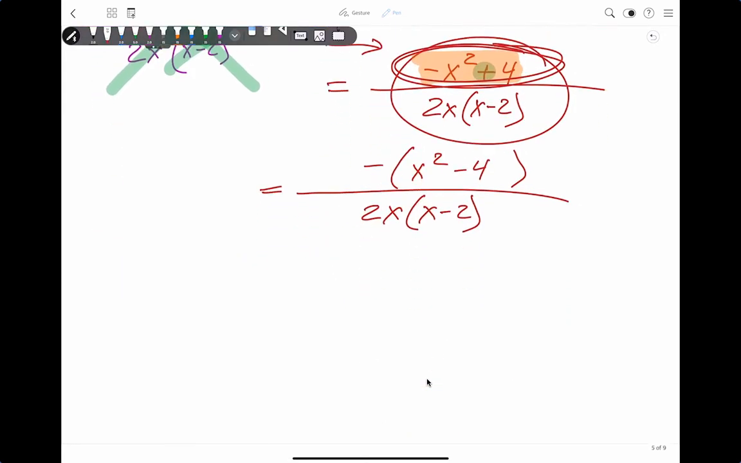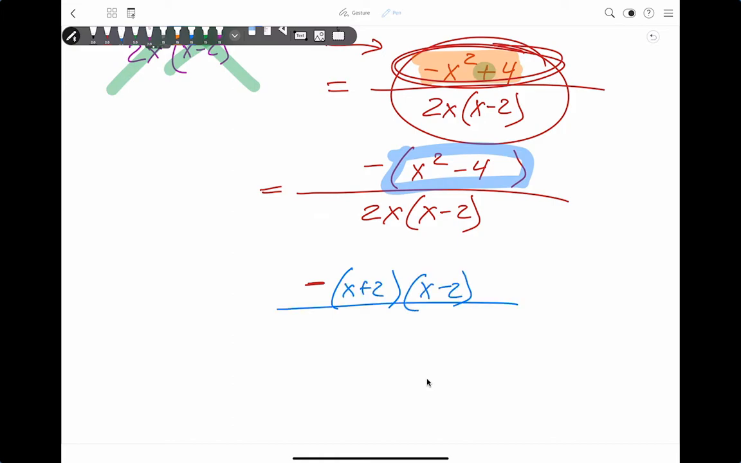And now you can see, oh, there's my difference of squares. The negative is still out here. This negative is still out in front. But now I can factor that difference of squares to be x plus 2 and x minus 2. And it's all over the original common denominator that I had, which looked like this.